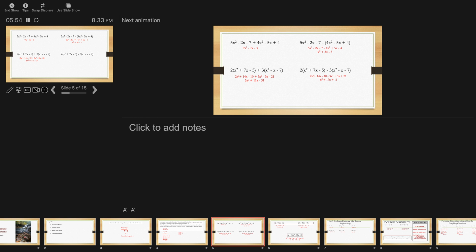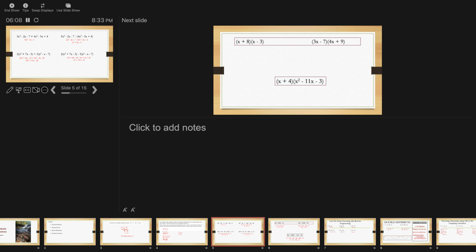Okay. Now it's very similar, except in the second case, you're going to distribute a -3, not a +3. So not only are we multiplying by 3, but we're changing every sign. So similarly, 2x squared plus 14x minus 10, but now it becomes a -3x squared, a plus 3x, and a plus 21. Combining like terms, 2x squared and -3x squared make -x squared. 14x and 3x make 17x, and -10 and 21 make 11.